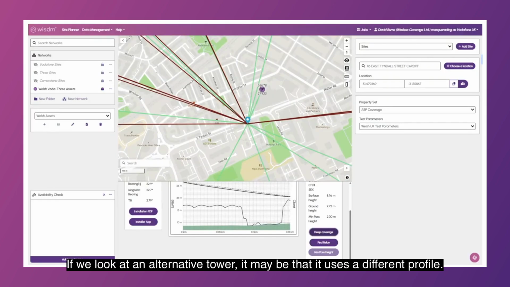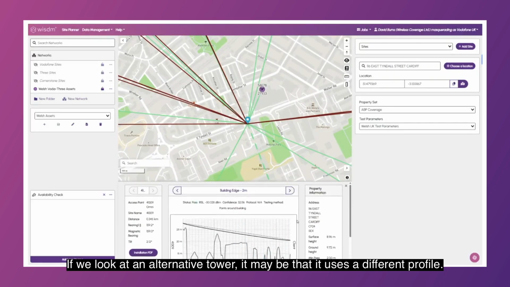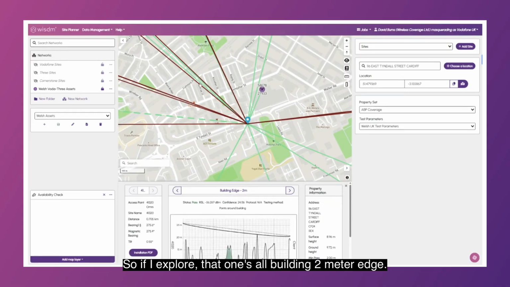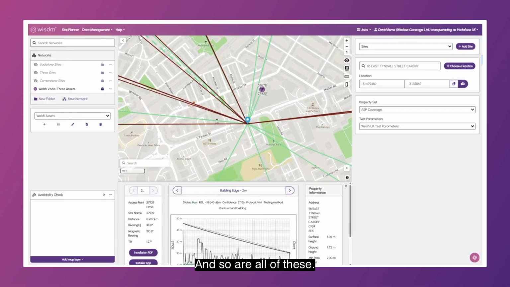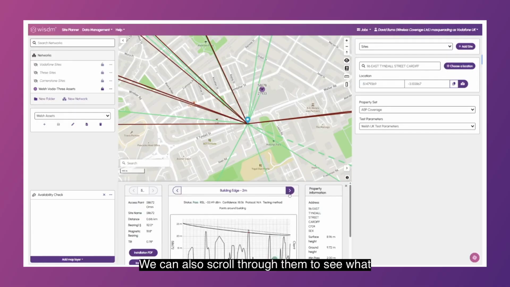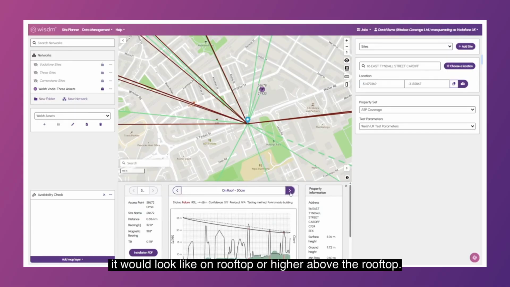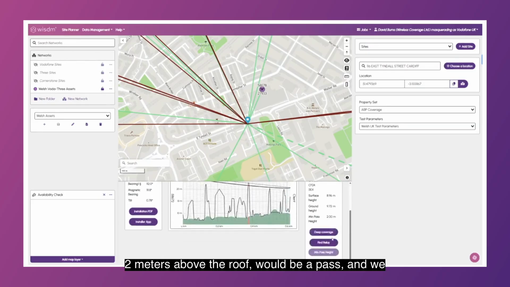If we look at an alternative tower, it may be that it uses a different profile. So if I explore, that one's all building 2 meter edge. And so are all of these. We can also scroll through them to see what it would look like on the rooftop or higher above the rooftop. In this example, 50 centimeters above the roof would be a failure. 2 meters above the roof would be a pass.